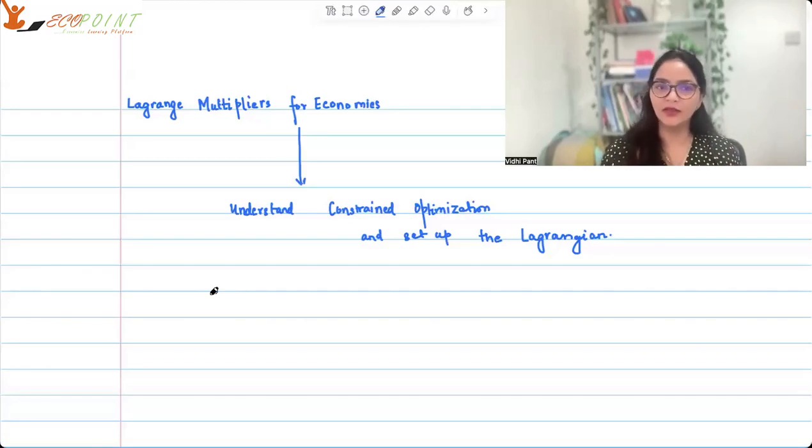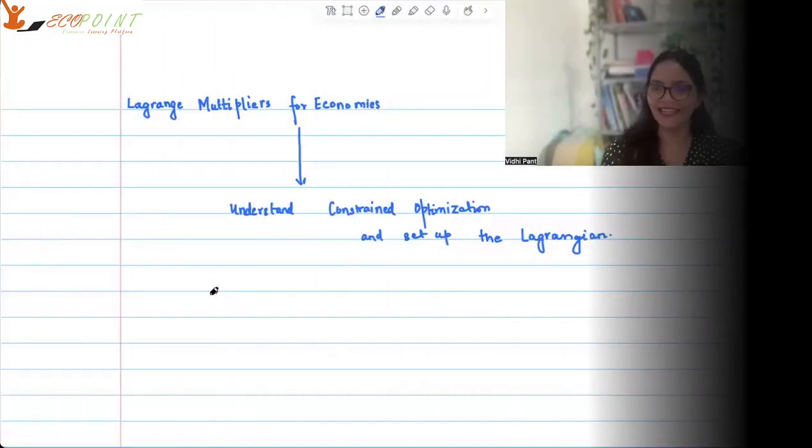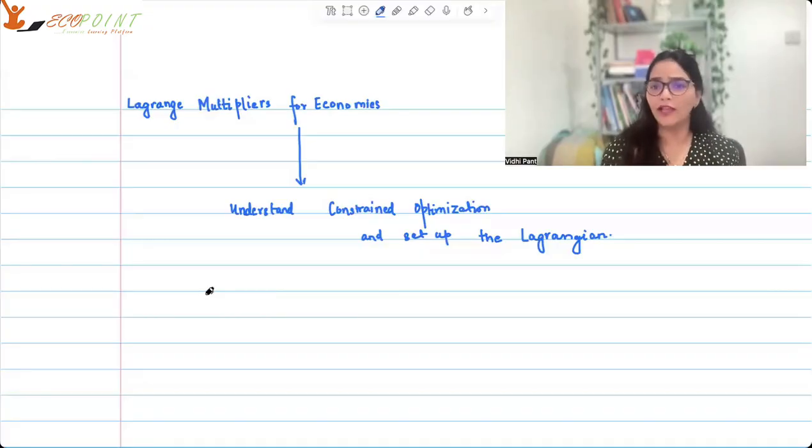Today I'm starting a series on Lagrange multiplier for mathematical methods. We'll kick off with the introduction to optimization using Lagrangian. This will be very helpful for all of you when it comes to your examination questions. So let's get started. First things first, why optimization?